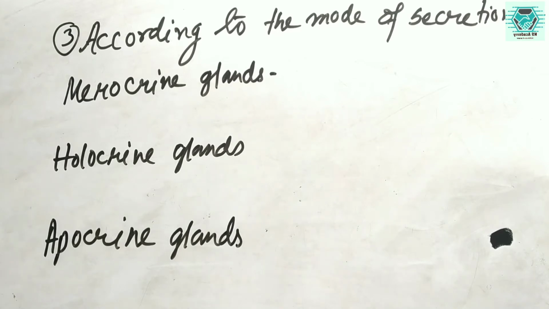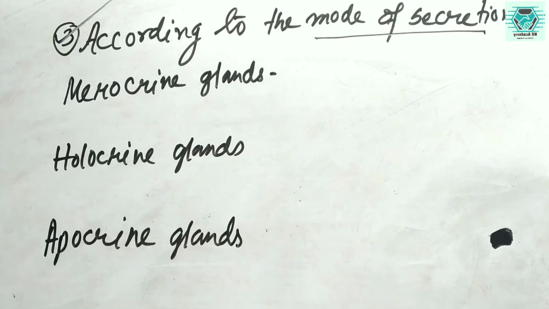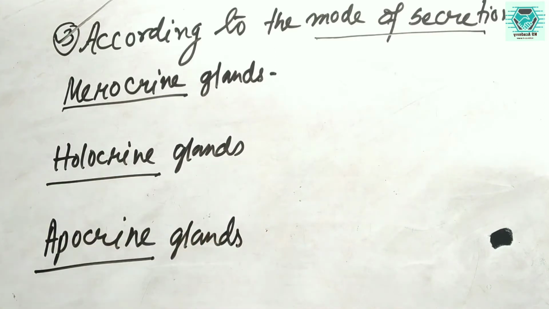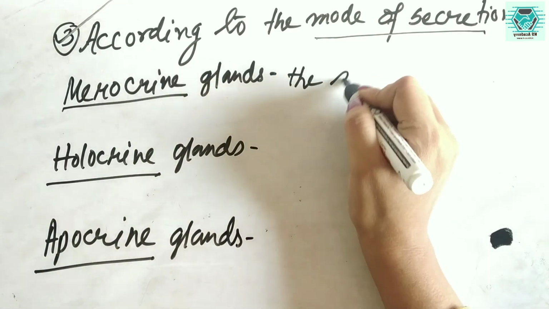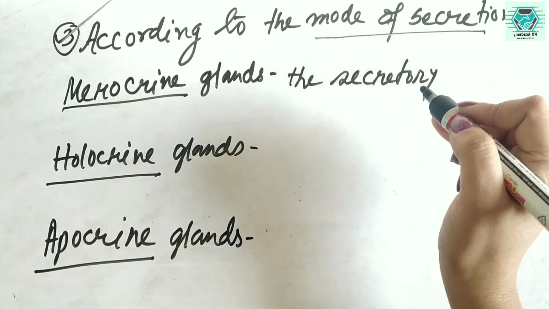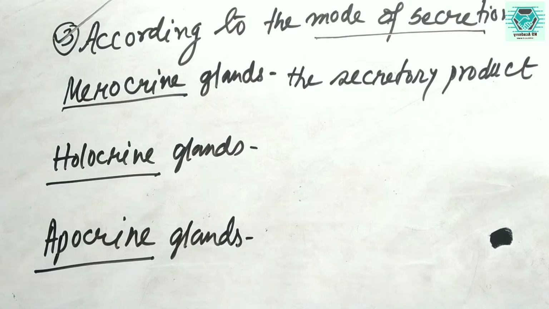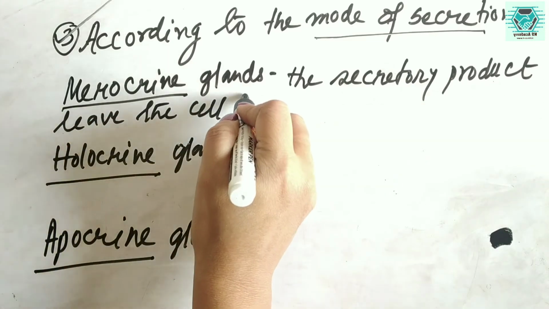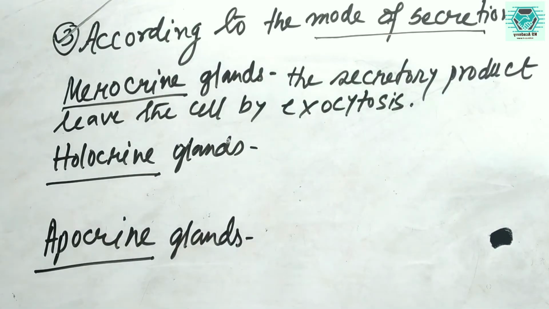The number 3 type is according to the mode of secretion. According to the mode of secretion, there are 3 types of glands: merocrine glands, holocrine glands, apocrine glands. So in merocrine glands, which are the major types, the secretory product leaves the cell by exocytosis. Here the product is formed inside the cell, and by the exocytotic process they come out from the cell.